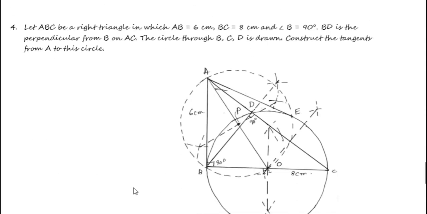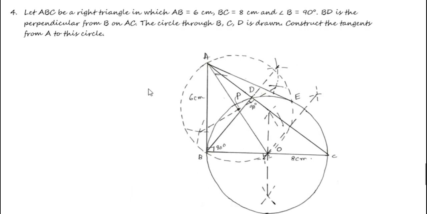Last problem. Let ABC be a right angle triangle with AB equal to 6 cm, BC equal to 8 cm and angle B 90 degrees. Draw this triangle first. That is, draw BC 8 cm first. Construct 90 degrees here, draw the line, and on that line cut 6 cm, you get the point A. Join AC, you get the triangle.